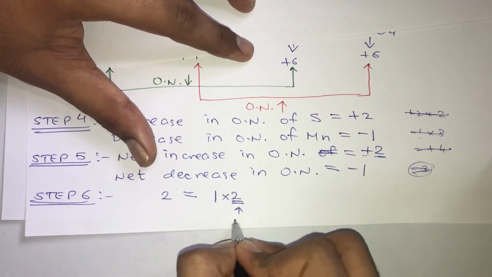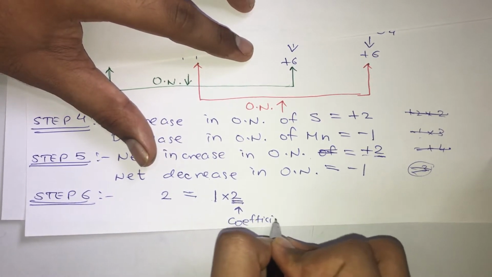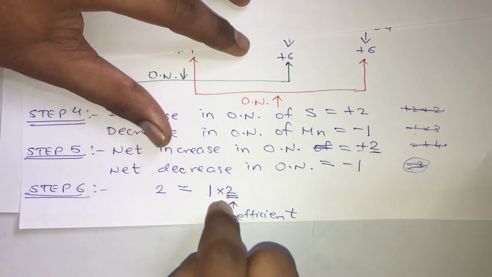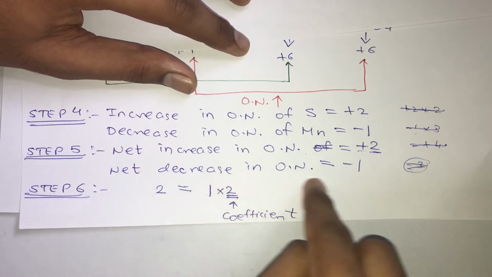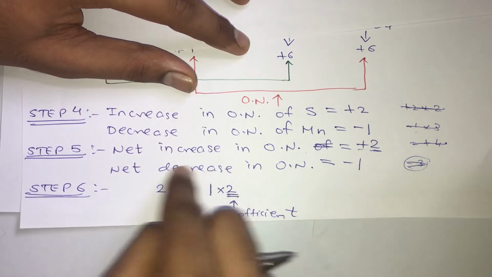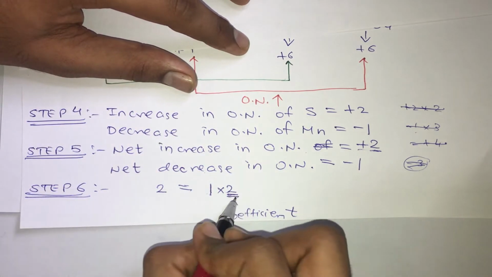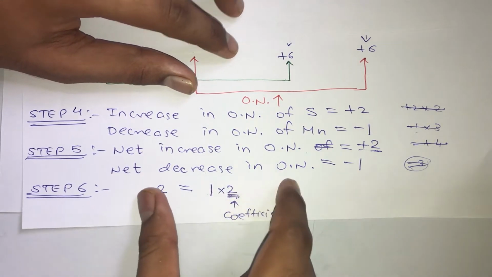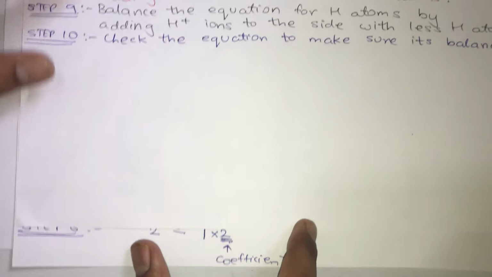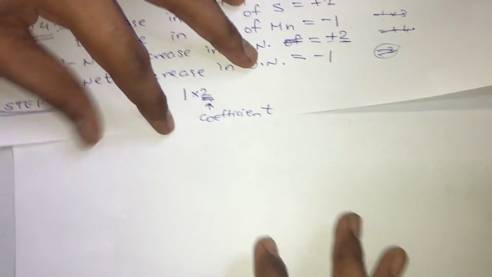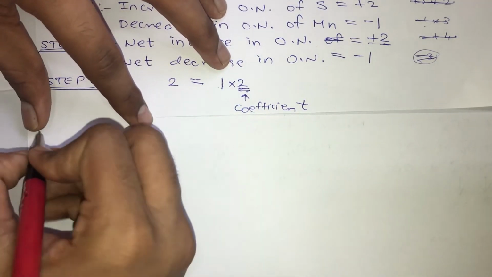Now remember, this is your coefficient with the help of which you are making the decrease in oxidation number, that is 1, equal to the increase in oxidation number. Am I right? So this is your coefficient which is helping you to make it equal. Now this step 7 is the important step that you need to follow. Okay, so I am writing step 7 over here only so that it is easy for us to refer.